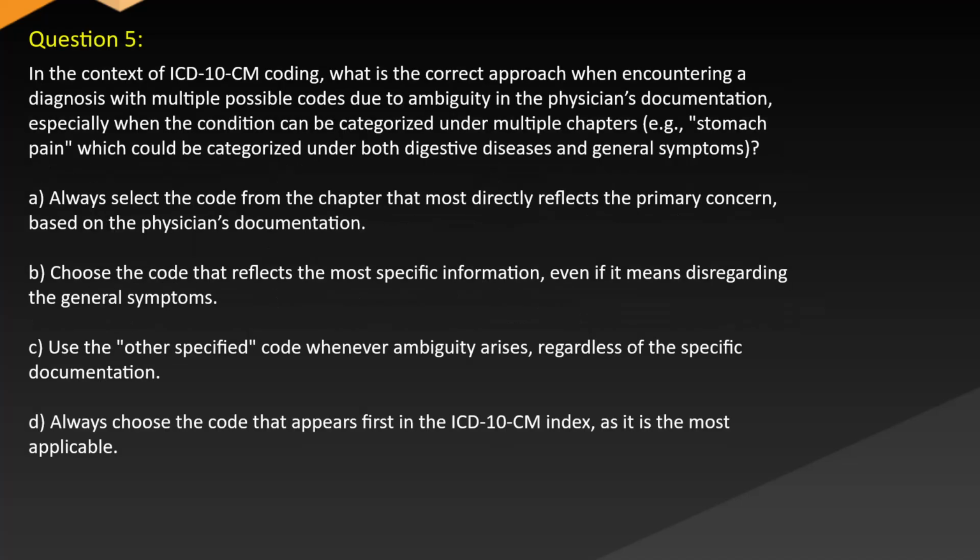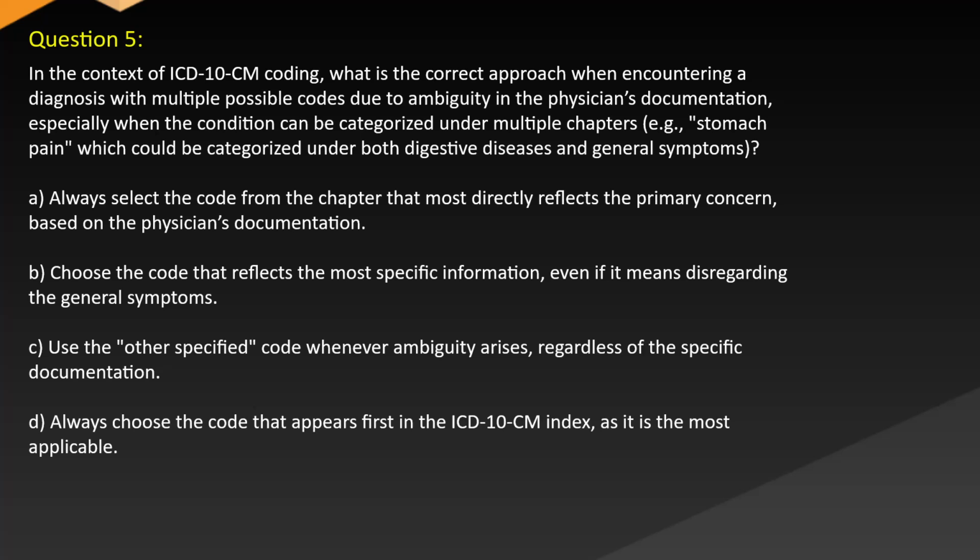Question 5. In the context of ICD coding, what is the correct approach when encountering a diagnosis with multiple possible codes due to ambiguity in the physician's documentation, especially when the condition can be categorized under multiple chapters, e.g., stomach pain, which could be categorized under both digestive diseases and general symptoms?